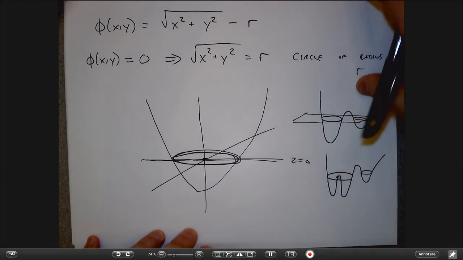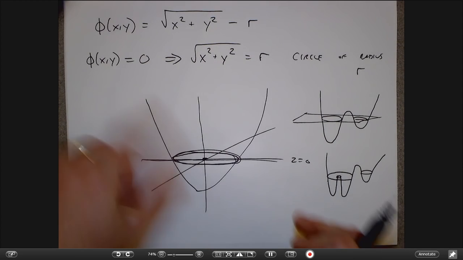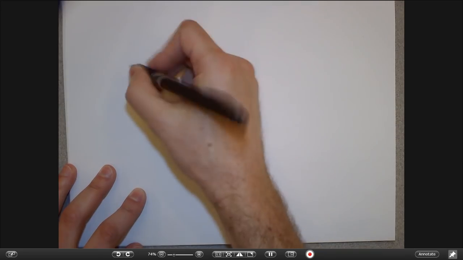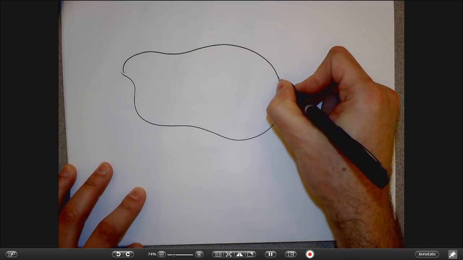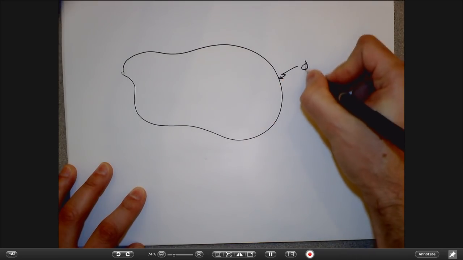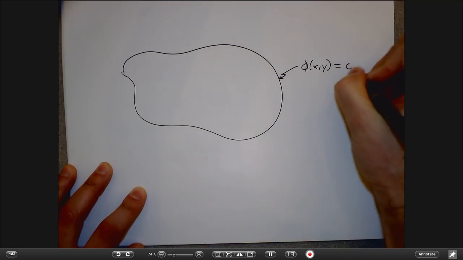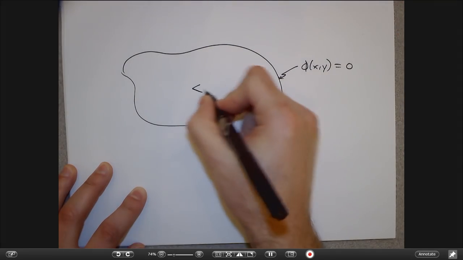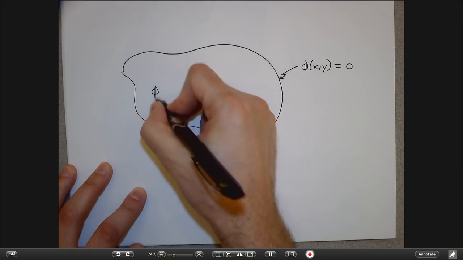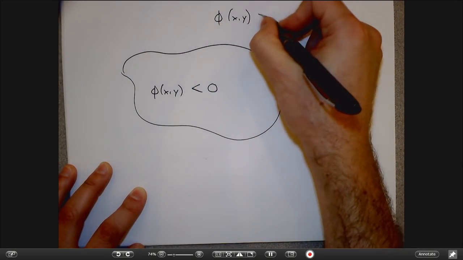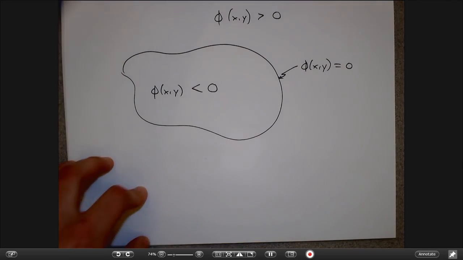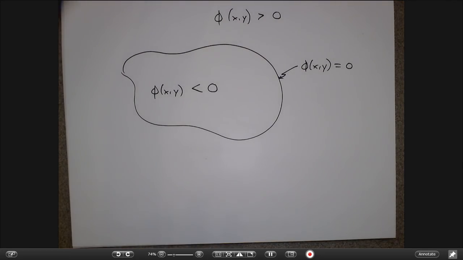And so a good choice for this phi is what's called the signed distance function. So, for example, all I'm saying is that in the xy plane, places on the curve have a value of exactly 0. Places that are inside the curve have a negative value. Places that are outside the curve have a positive value. And I can think about this like an image.